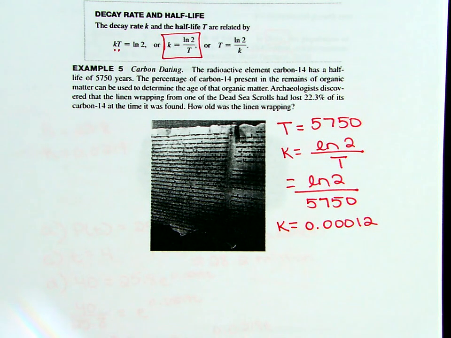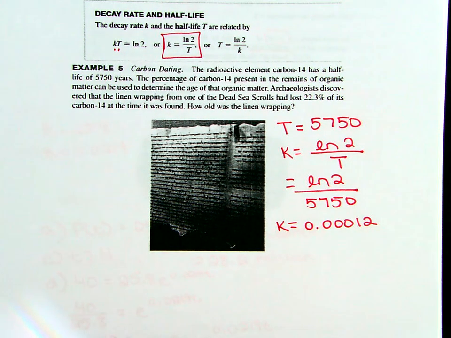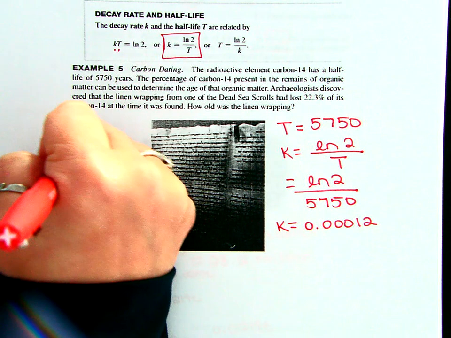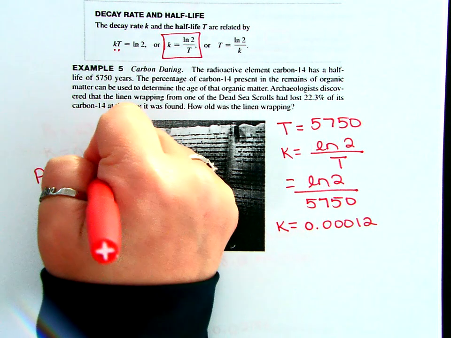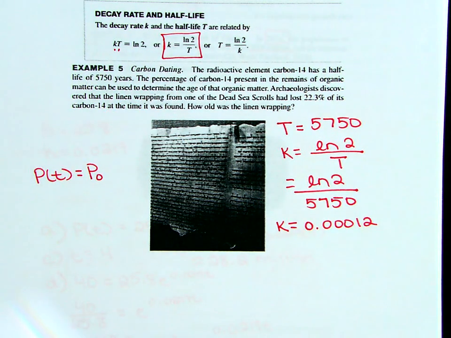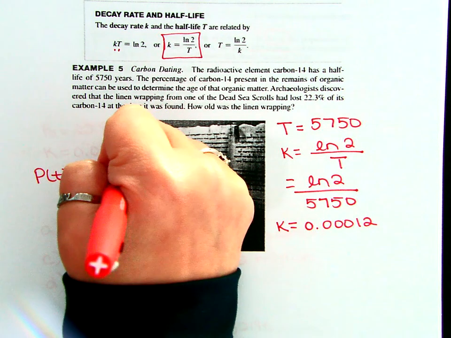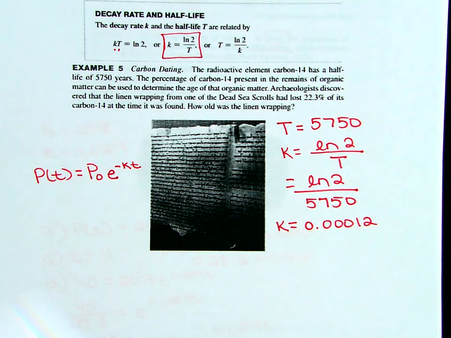We know what our T is, but that doesn't really help us because our general equation is P of T equals our starting amount, our starting population, times e to the negative K times T. So we know the K now, but we don't know how much we started with. And we don't know the T because that's what we're trying to come up with. So this one's definitely a bit different than our other problems, and it takes a little bit more thought.